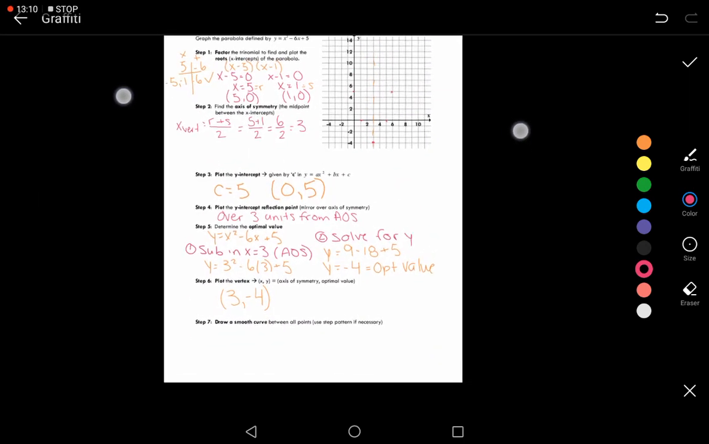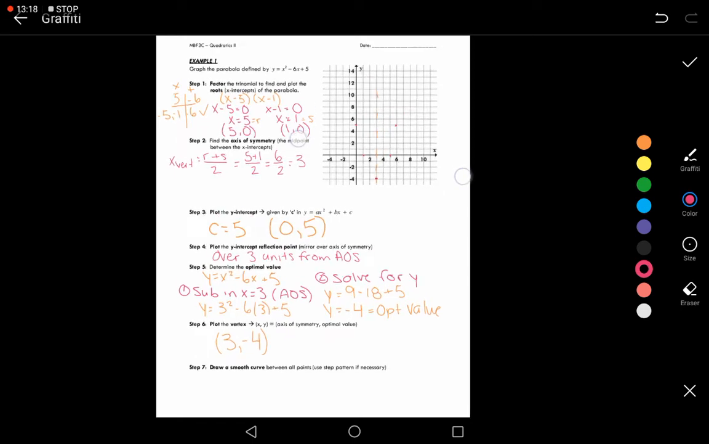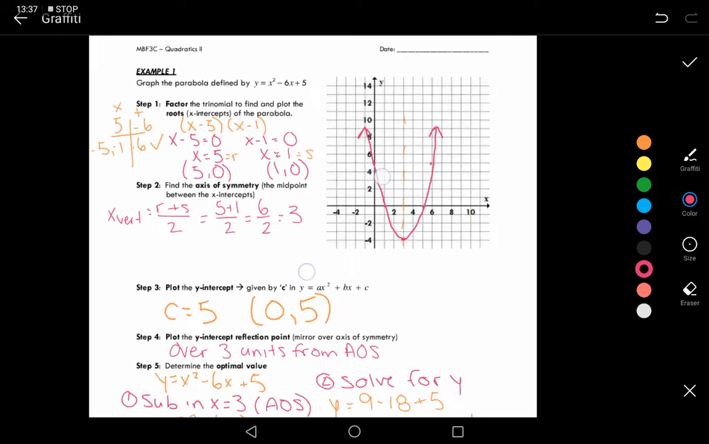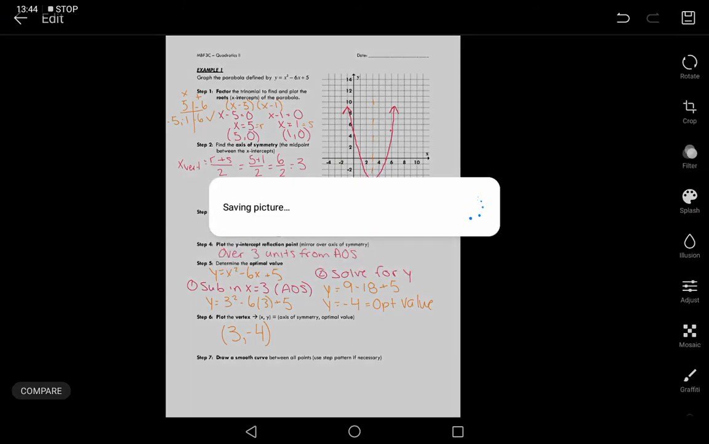Okay? And my last step, my step 7, is to draw a smooth curve between all the points. Use the step pattern if necessary. For this one, we don't actually have to use the step pattern because we have 5 good points there. So all I'm going to do is connect those dots to form a parabola. There we go. Okay, so even though we were just given the equation in standard form, we are still able to graph it. So we're going to do one more example here.